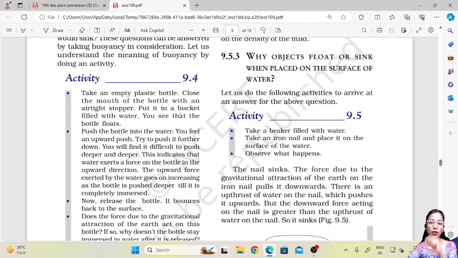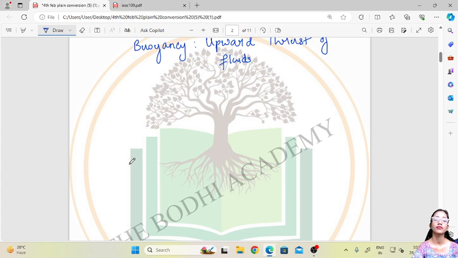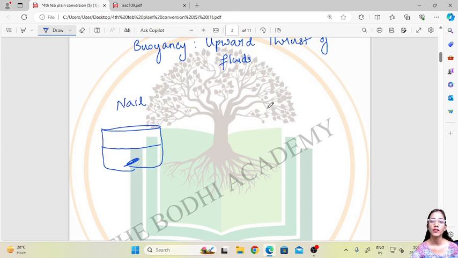Now there are two concepts with regard to this buoyancy. One is when a particular object sinks in the water, and one is when a particular object floats in the water. For example, the nail: when an iron nail is placed inside the water, will it sink or float? The nail will sink in the water. Whereas if I put a small bottle cork, what will happen to it? It will float on water.